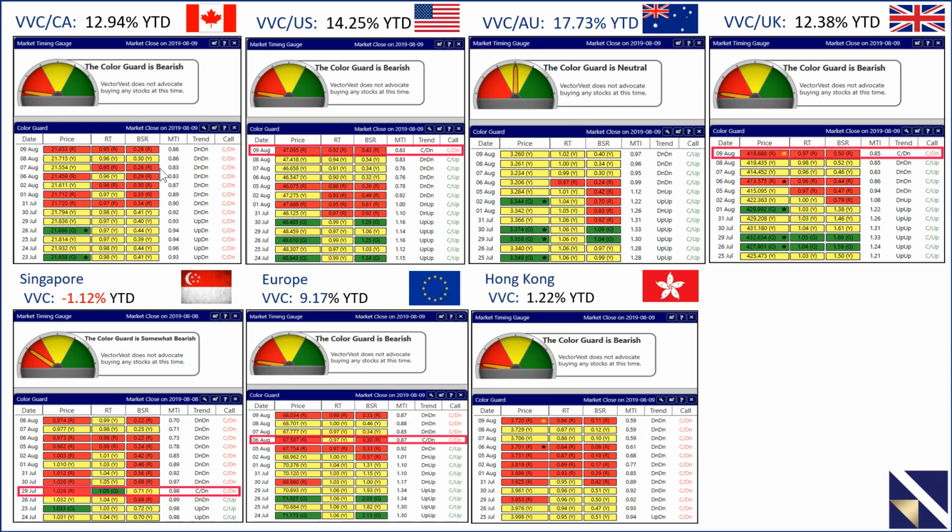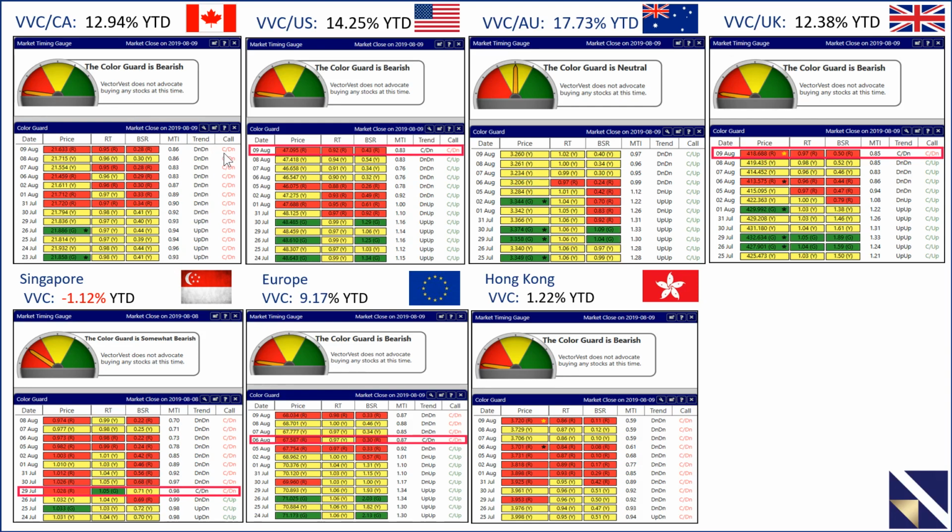Others have been kind of flat since May. But you can see a lot of red as we look through all the different countries in VectorVest. A lot of caution. The color guard is bearish here in Canada. VectorVest does not advocate buying any stocks at this time.